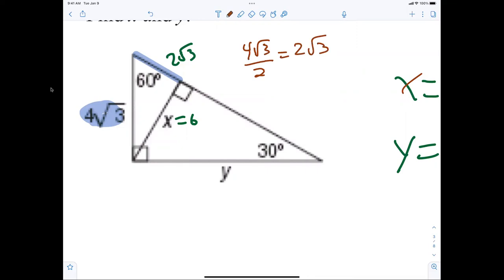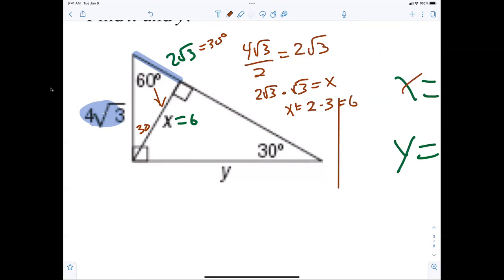And now, because this is 30, remember, this is called the 30-degree side. To get to the 60, you multiply by radical 3. So 2 radical 3 times radical 3, that's the x. And 2 radical 3 times radical 3 is 2 times 3, which is 6.